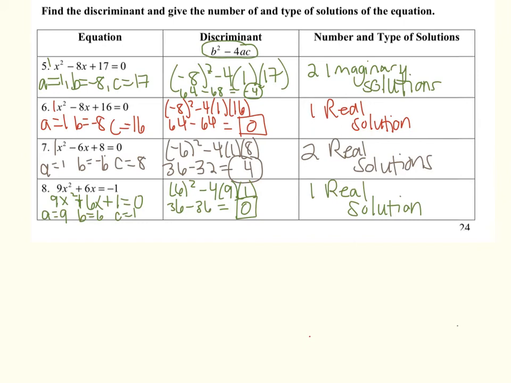If it comes out positive, you know you have two real solutions, meaning that parabola has two x-intercepts. If the discriminant, b squared minus 4ac, comes out to be 0, you know it has one real solution. The parabola is sitting on the x-axis and only has one x-intercept. If the discriminant is less than 0, if it's negative, then there will be two imaginary solutions, meaning that parabola does not touch the x-axis at any time.